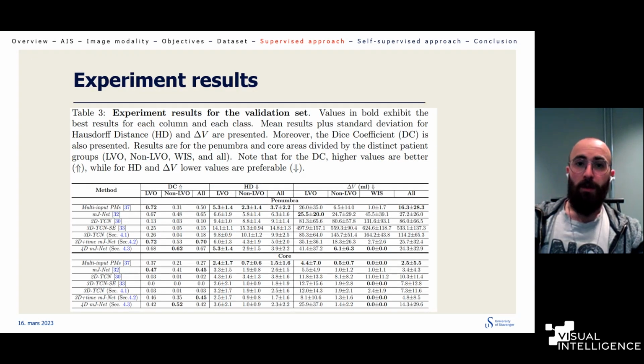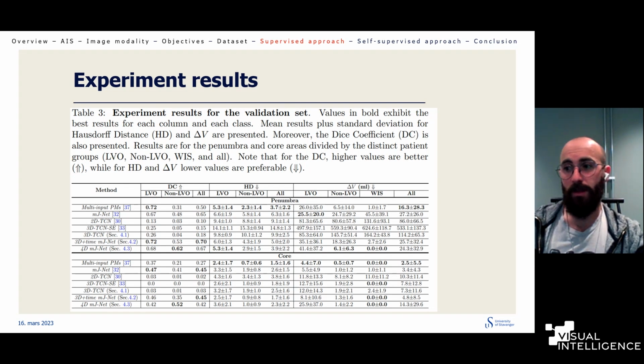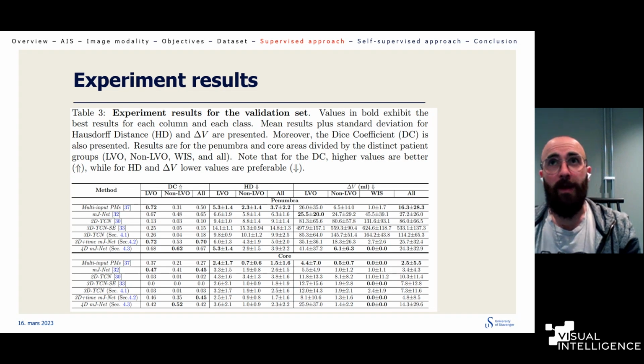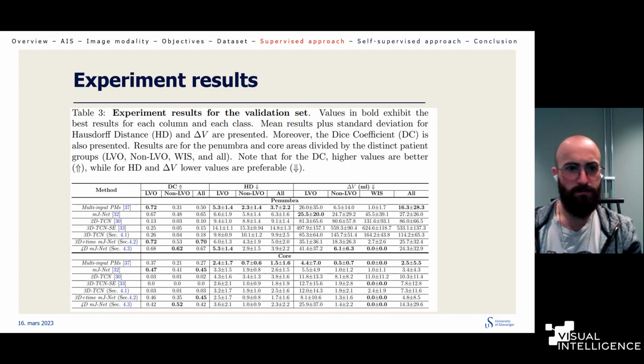We performed a lot of experiments, and we saw that our models perform really well. Both the 3D plus time MGNet, so approach 6 and approach 7, perform really well, and they are comparable or even better than our multi-input parametric maps model from paper 3.